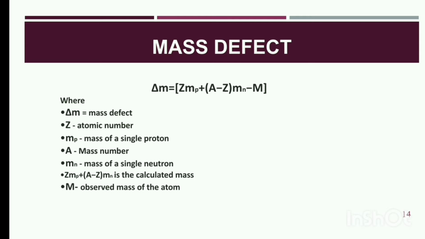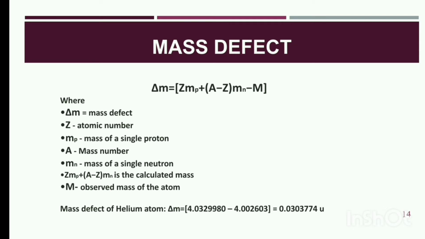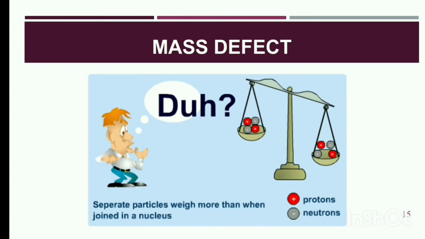Now let's calculate the mass defect of the helium atom. The mass defect of the helium atom, delta M, is equal to the calculated mass minus the observed mass, that is 4.032980 minus 4.002603, which is equal to 0.0303774 U. So this is the mass defect of the helium atom. Now, if you look at this picture, we can observe that the total mass of the constituent particles is more than the mass when these particles are in the nucleus, and this is always the case.